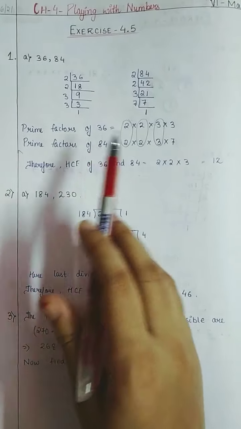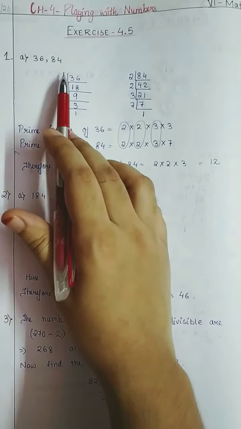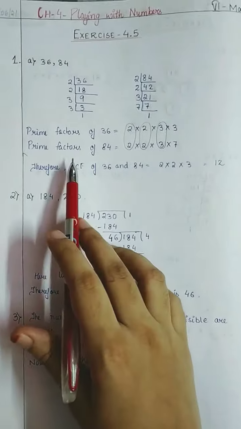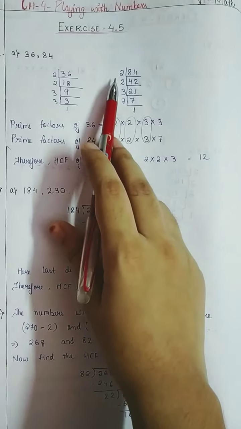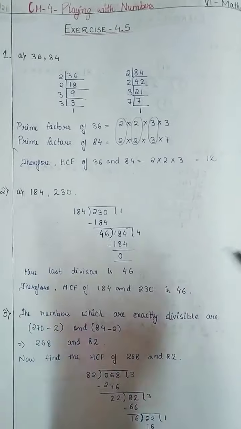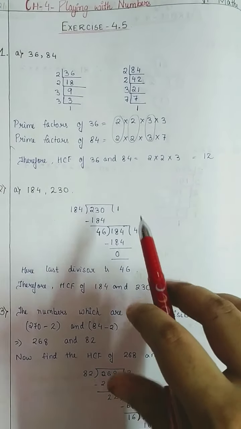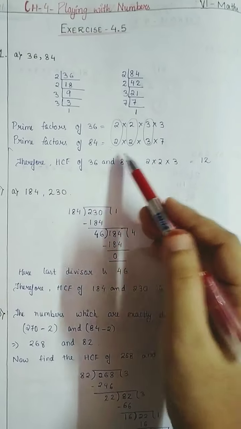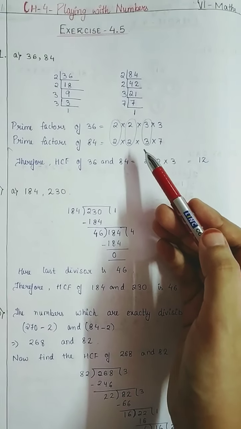After that we have to write the factors of 36. So what are the factors? 2 into 2 into 3 into 3, that we will write over here. And factors of 84 we will write 2 into 2 into 3 into 7. Now, HCF is what? Highest common factor. It means we have to take the common factors of it, and highest means we have to take all the common factors and multiply them.